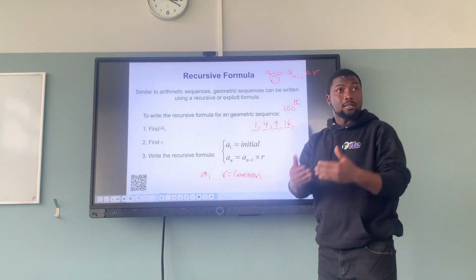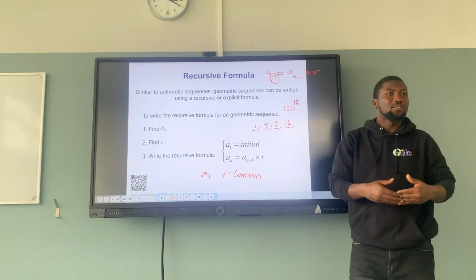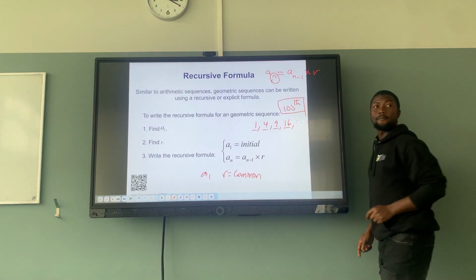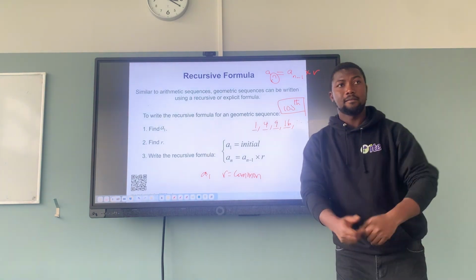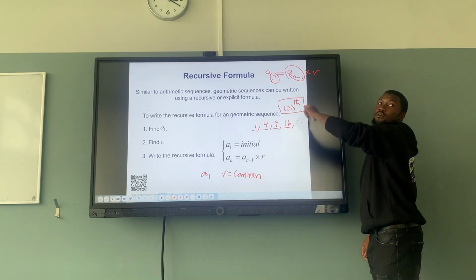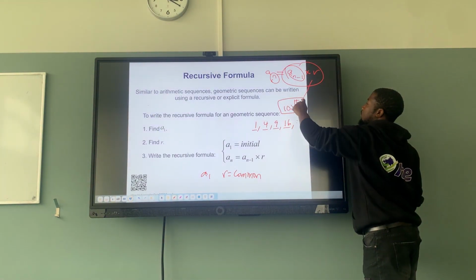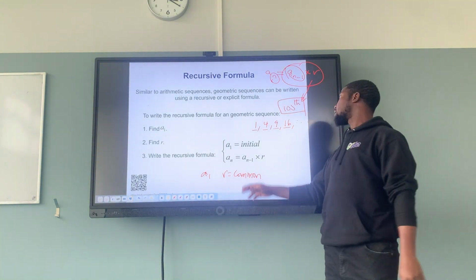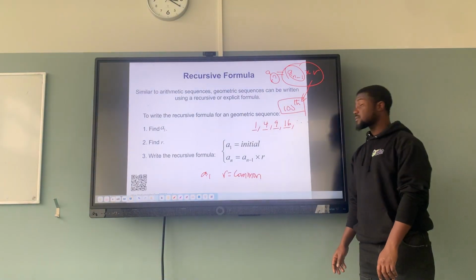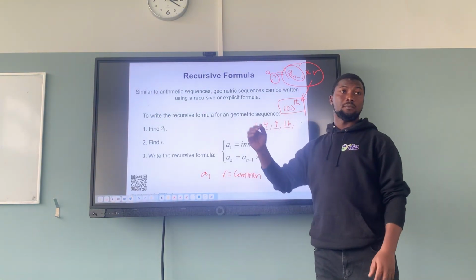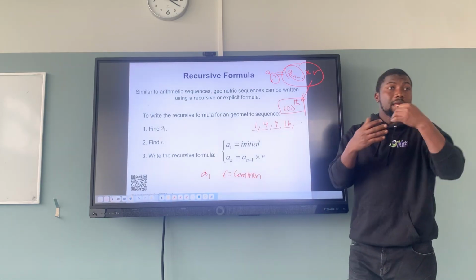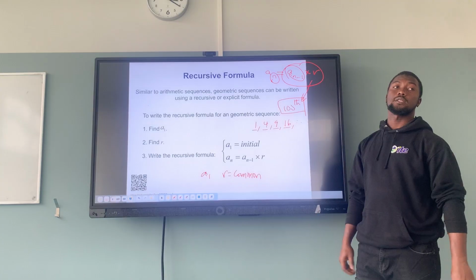Remember, always the last term of the sequence times the common ratio gives you the next term. So in this case, the next term is the 100th. You multiply the 99th term by the common ratio to give you the 100th term, and that's the recursive formula. A sub n is equal to a sub n minus 1, meaning subtract 1 from n, multiplied by the common ratio.